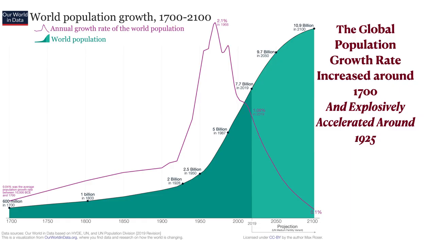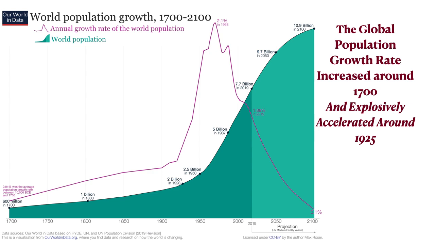I'll start with a slide I've shown before. It's a very revealing slide, I think. The red line shows annual population growth for the entire world, and the green shows world population. The point I want to make with this is the increase in the rate of growth around 1700 on the left side of the graph. But then what the graph really reveals is the explosive acceleration of global population around 1925. I'll talk about that later. I'm concerned now with the earlier period.